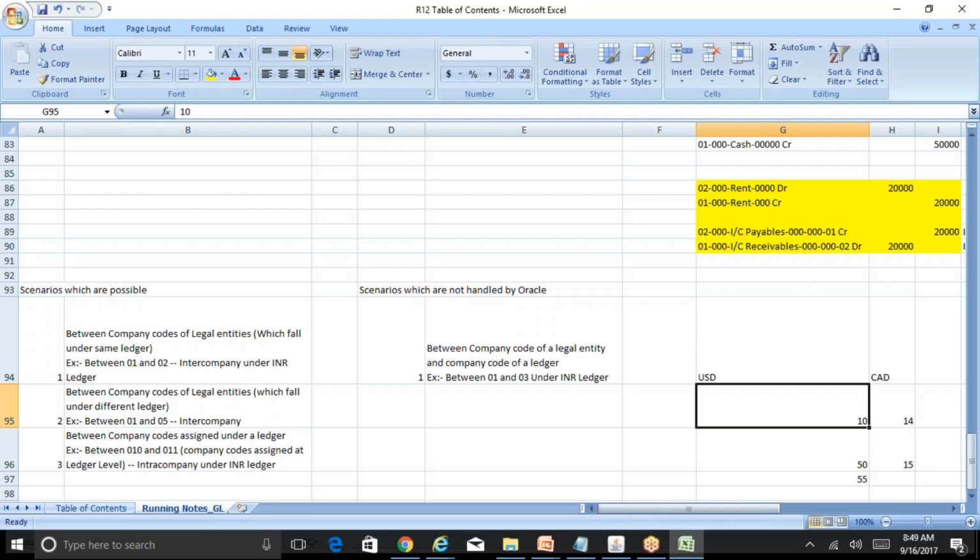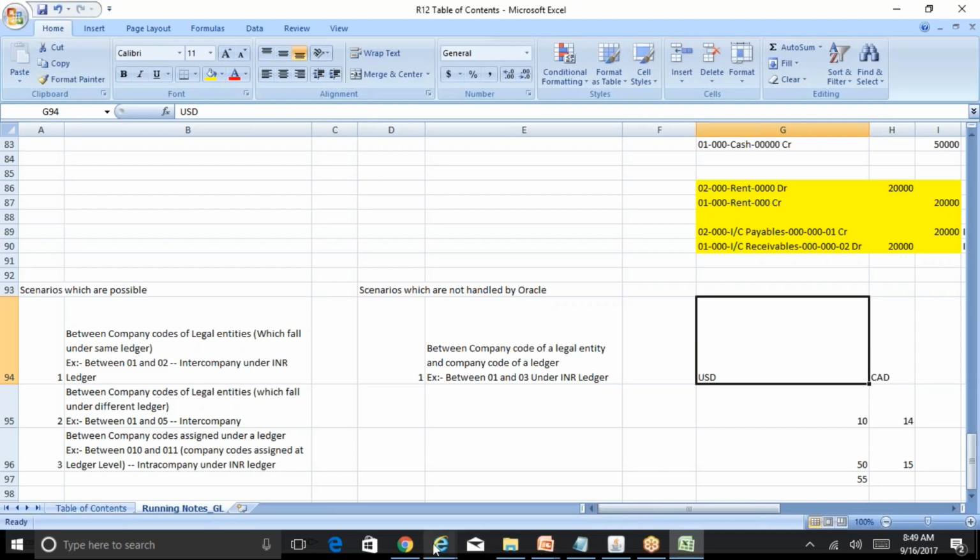But in R12, as we have done these configurations, the system will not allow you to use 014 under 010 under the USD ledger until we make these particular changes. That's where they came to IT support and said they want to pass an adjustment entry to move some old balances from 010 to the 014 company code. It is just a one-time activity, but somehow we want to move that particular balance.